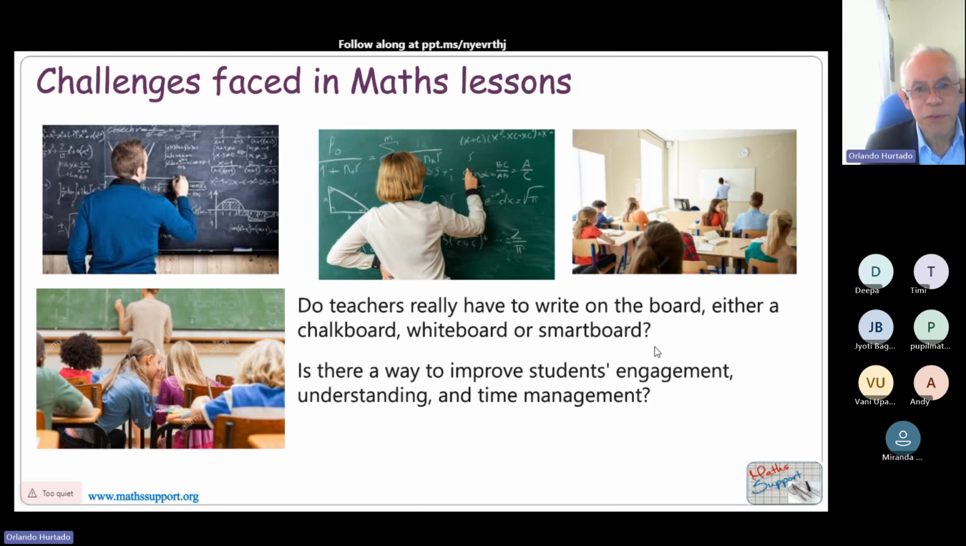Okay. Is there a way to improve the student engagement, the understanding, and the time management? Because you see, when you are writing on the board, trying to solve a problem, or drawing a graph, drawing a diagram on the board, that makes us spend some time that we can easily use for learning of the students. So basically, when we are writing on the board, the students are not learning from writing. So what do we need to do? We need to do better time management to help the students to understand and to have more time to show that they can do what we want them to do.